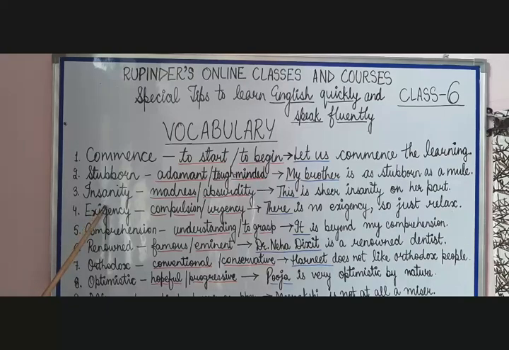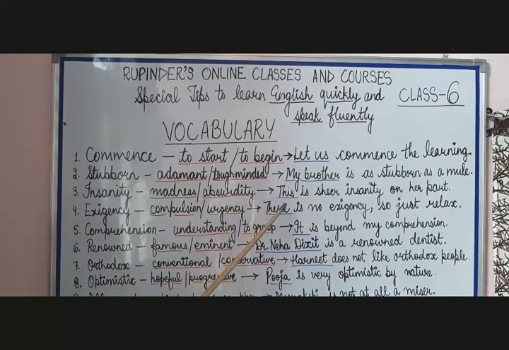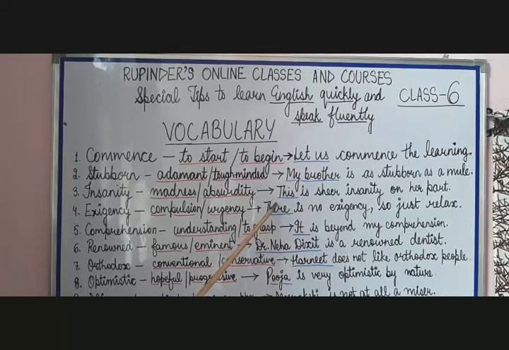The next word is insanity. Insanity, पागलपन, madness or absurdity, foolishness, पागलपन उसका. This is sheer insanity on her part. उसके पार्ट पे बहुत बड़ी बेवकूफ़ी, बहुत बड़ा पागलपन है ये उसके लेवल पे. अगर उसने कोई ये काम ऐसा किया है, so this is sheer insanity on her part. उसके लेवल पे बहुत बड़ी बेवकूफ़ी है ये.